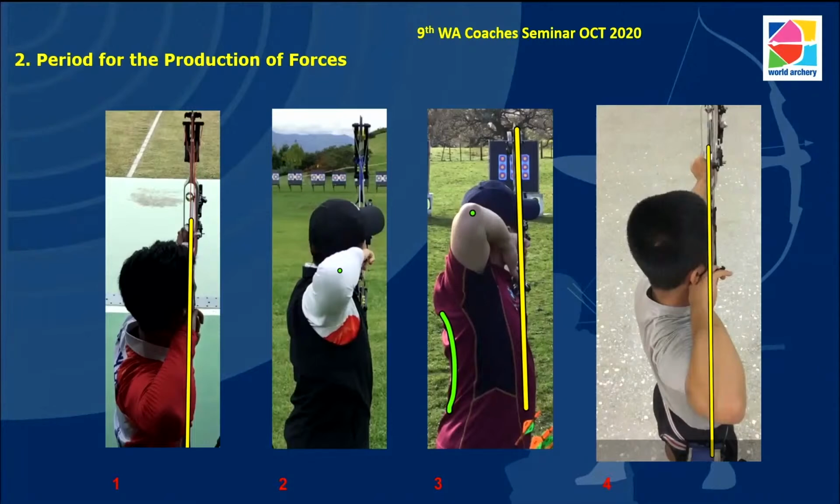So I think number 3 is an issue there, but 1, 2, and 4 can be acceptable, and you will probably not see as much variety in the recurve as you will with the compound with this positioning.